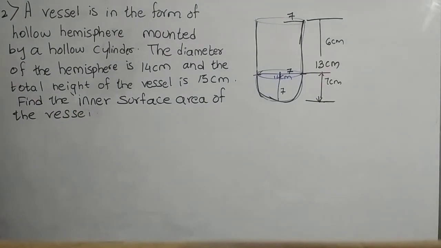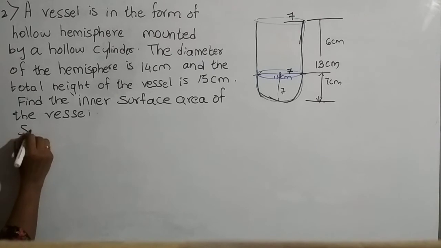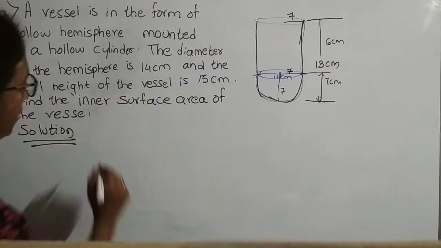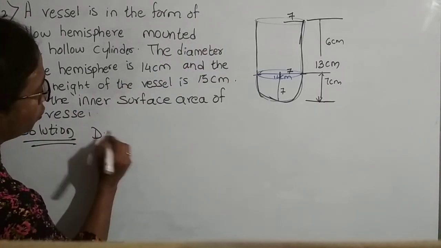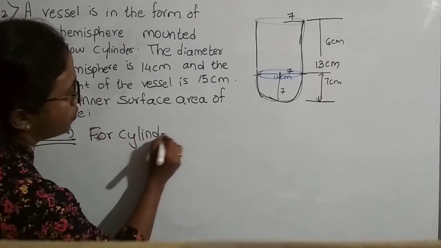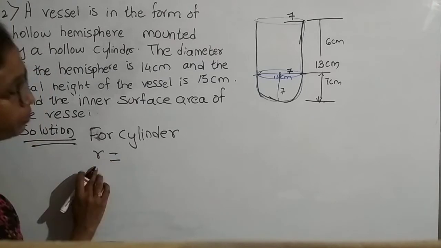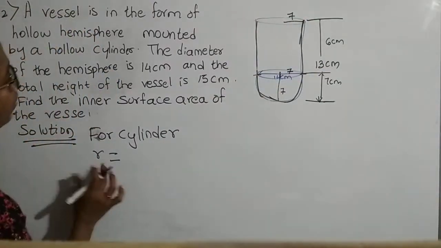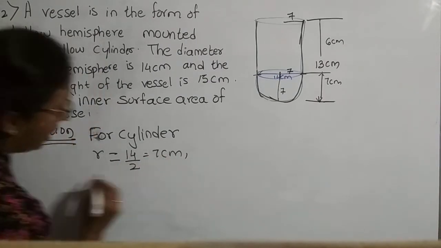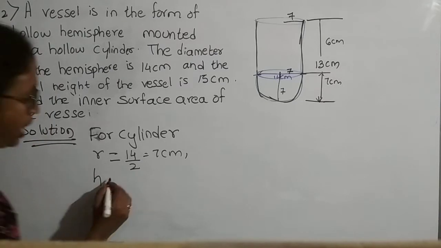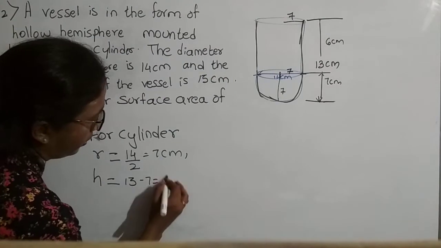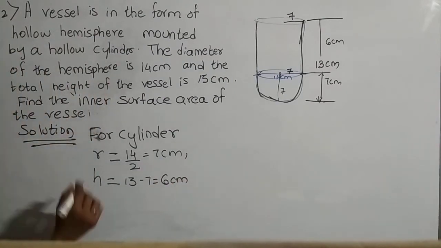So let's start doing here. So here, solution. When we write here, first we will write for the cylinder. That is what they have given here. Diameter, total is given. So let's write for the cylinder first. So for the cylinder, students, what is R? R is the same for both. So R is nothing but 14 upon 2, that is 7 centimeter. The height H is nothing but 13 minus 7, that is 6 centimeter. So R and H are known.